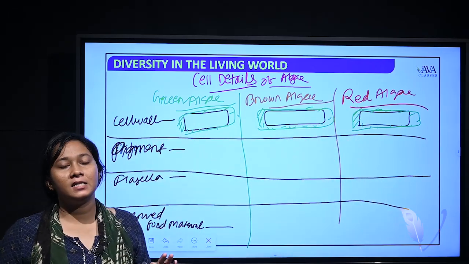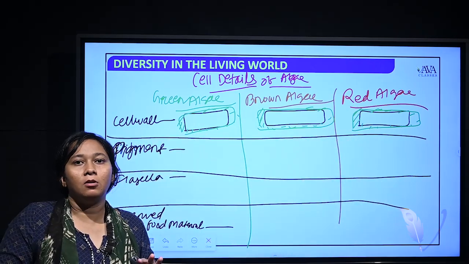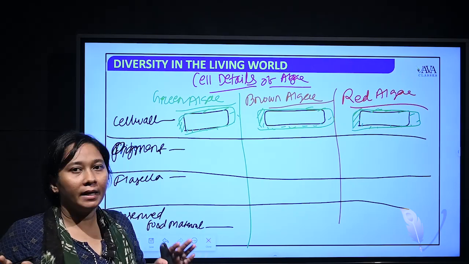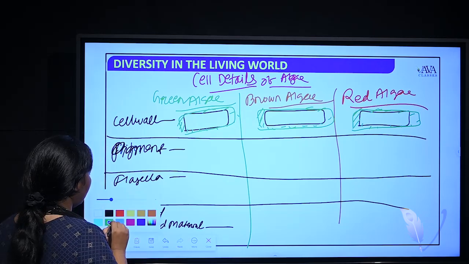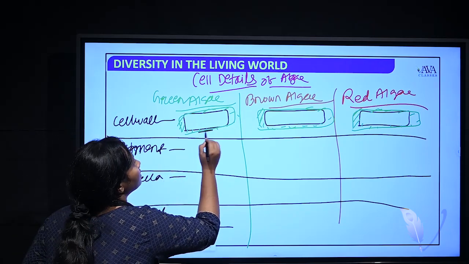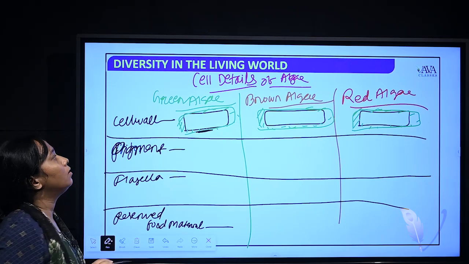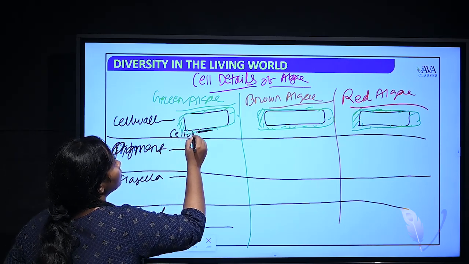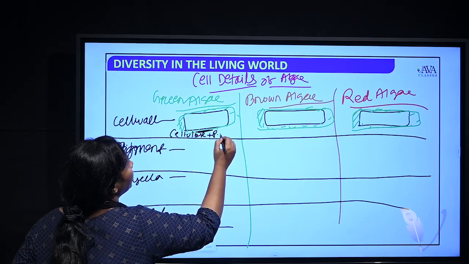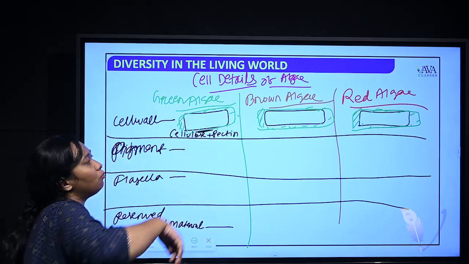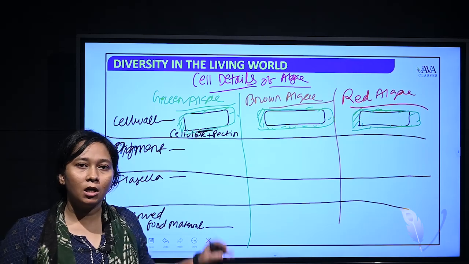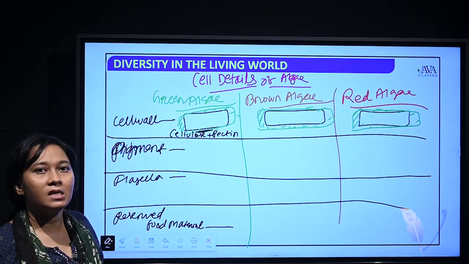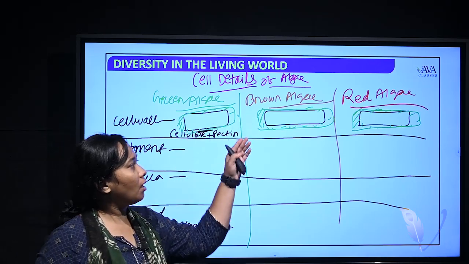But in green algae, apart from cellulose, they have another substance which is pectin. So their cell wall is composed of cellulose plus pectin. In brown algae, they have cellulose as well as another chemical substance which is algin. That is their cell wall boundary.